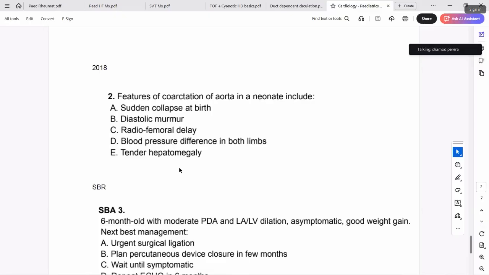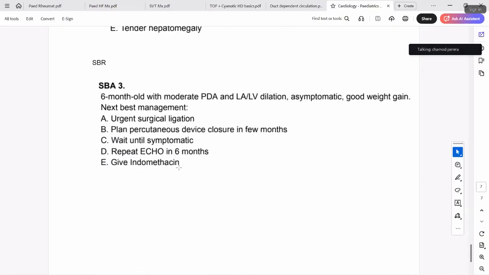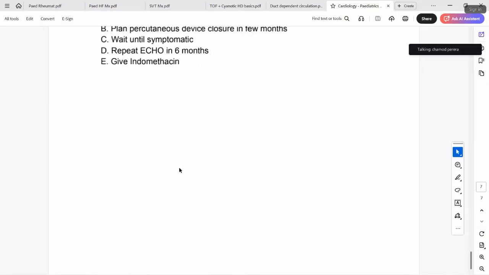Diastolic murmur is not there anyway. Both murmurs are systolic or continuous murmur, so that's wrong. Radiofemoral delay, yeah, that can occur even in a neonate. Blood pressure difference is there. Tender hepatomegaly, yes, if they develop heart failure, and then worsening heart failure, they can get tender hepatomegaly. Also, because it is a duct dependent circulation, when the duct closes, again they can develop tender hepatomegaly as I mentioned previously. Right.